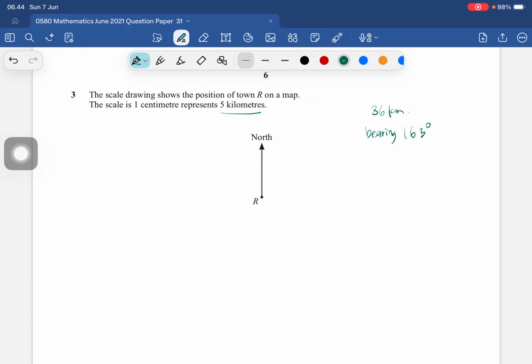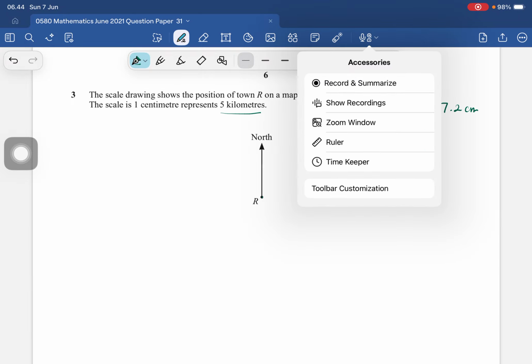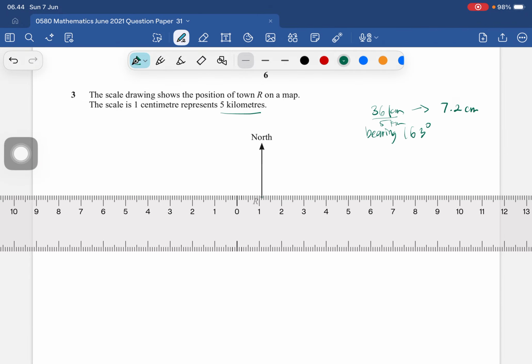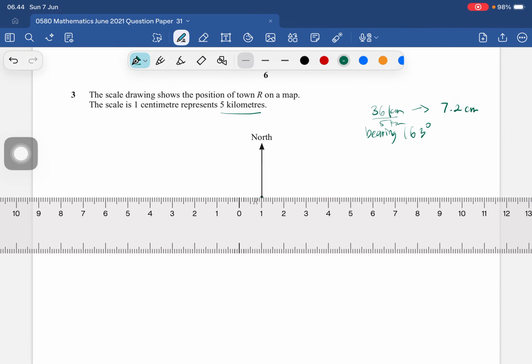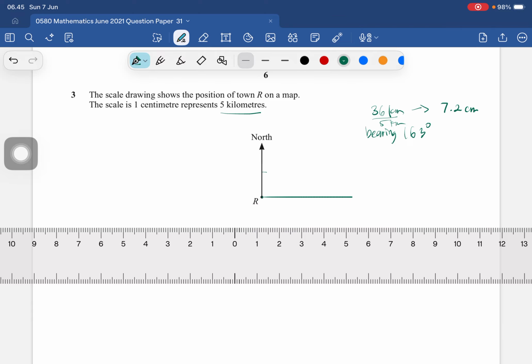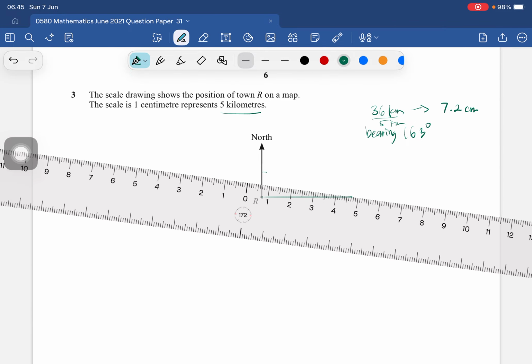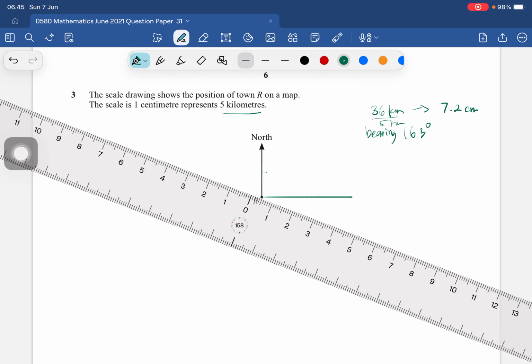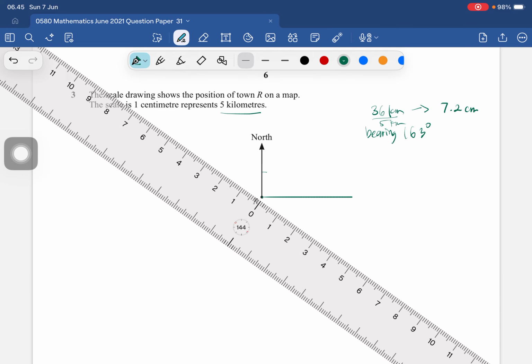So how long should we draw it on the map? We divide by 5 kilometers, so we get 7.2 centimeters long on the map. The bearing is 163. From the north, here is 90 degrees. You can use a protractor starting from the north to make it 163, but since I don't have one, I'll use my ruler. So 163 minus 90, we get 73 here.